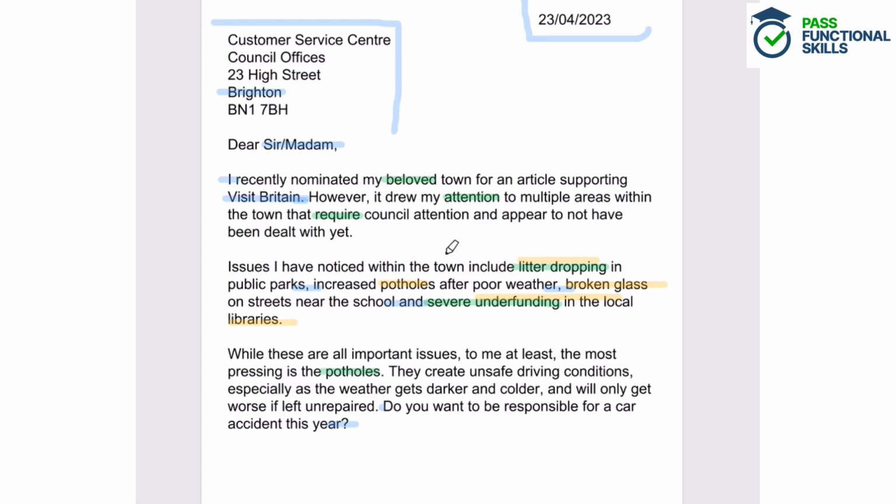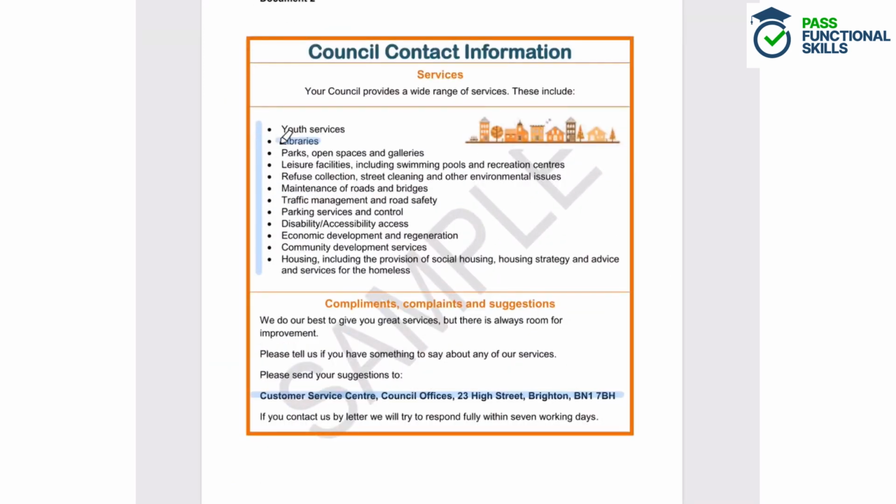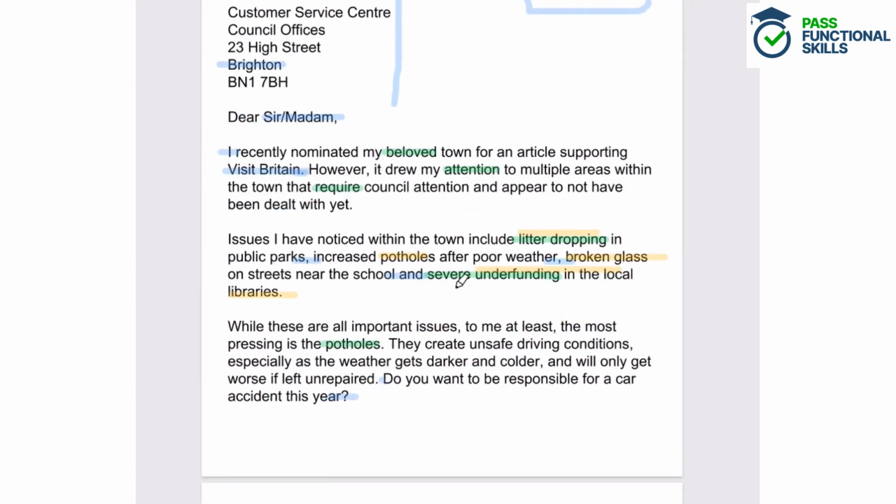So there are some interesting details that have been included there, and we've used part of the document here when we're talking about the libraries and the parks as well, refuse collection, street cleaning, etc. Road safety too for the potholes there. So they've just selected a few from these bullet points given in the document here and given some details about the issues.